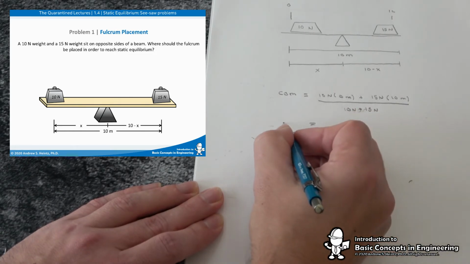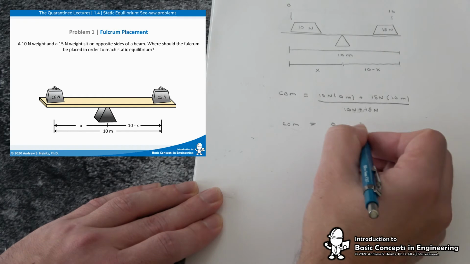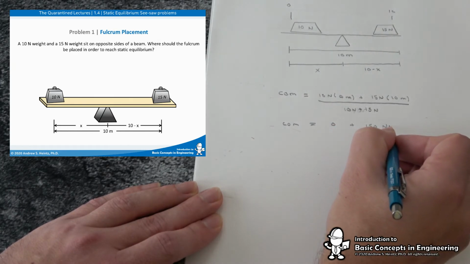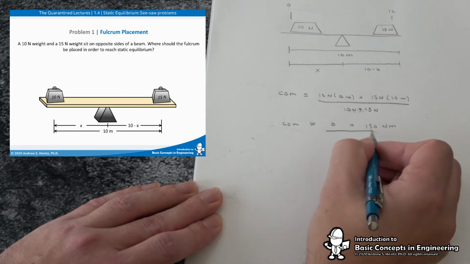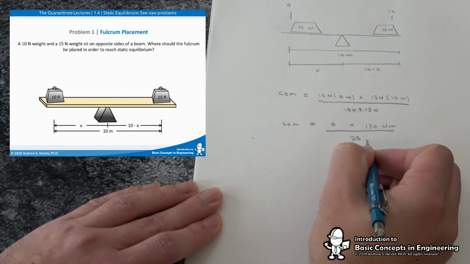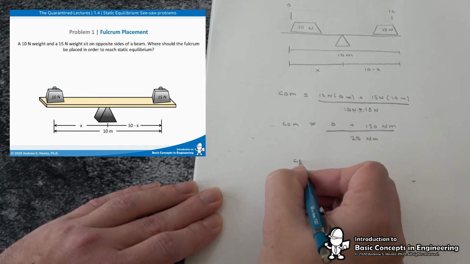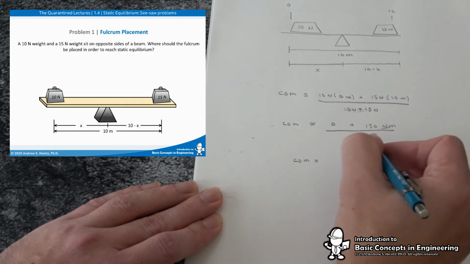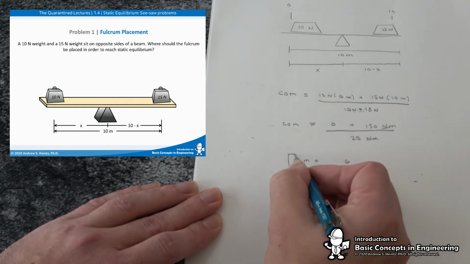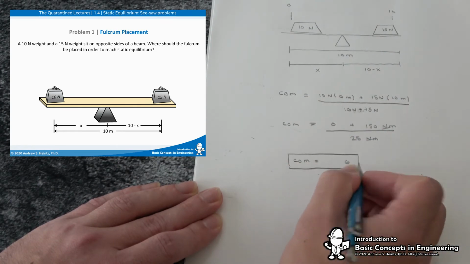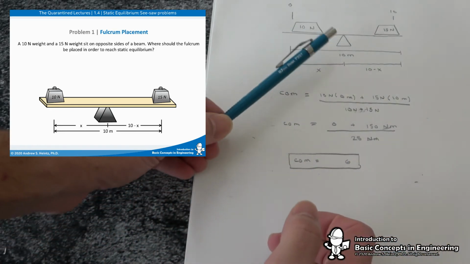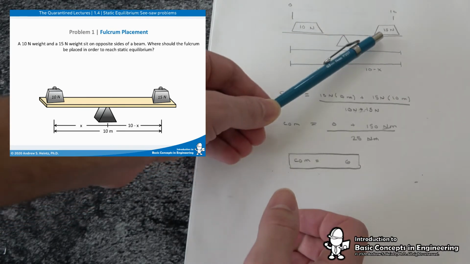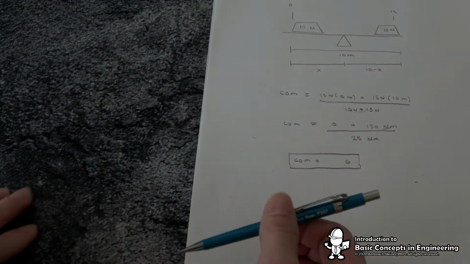Okay, so we have our center of mass equals 0 plus 150 Newton meters divided by 25 Newton meters. So our center of mass is at 6, right? Because our Newton meters cancel. 150 divided by 25 equals 6. So our center of mass here would be 6, which means that in this problem, we should be putting our fulcrum at 6 meters away from 10 and 4 meters away from the 15.